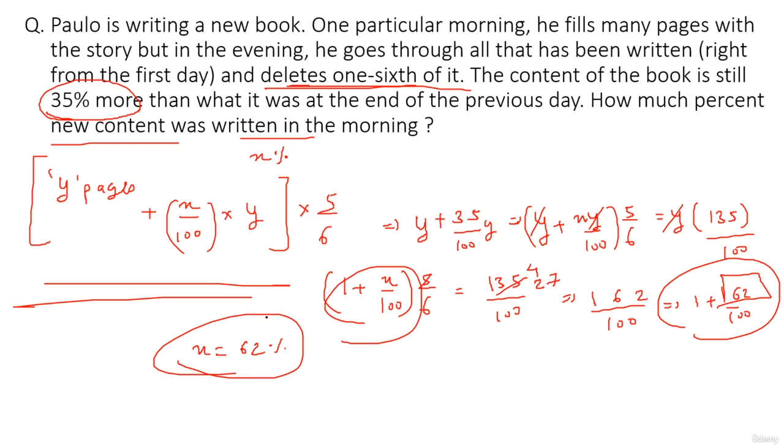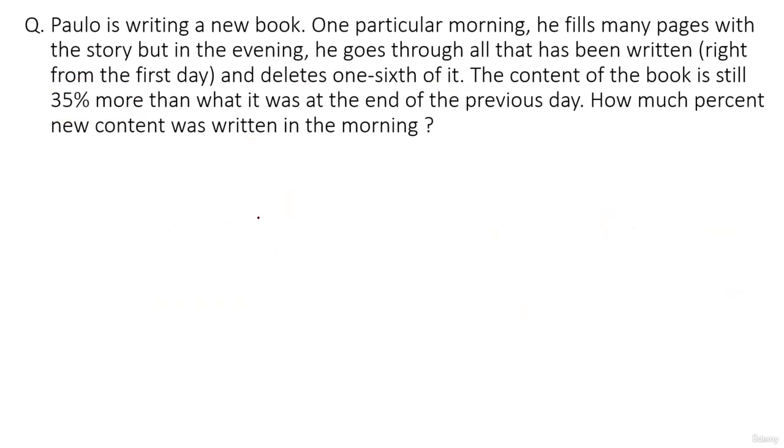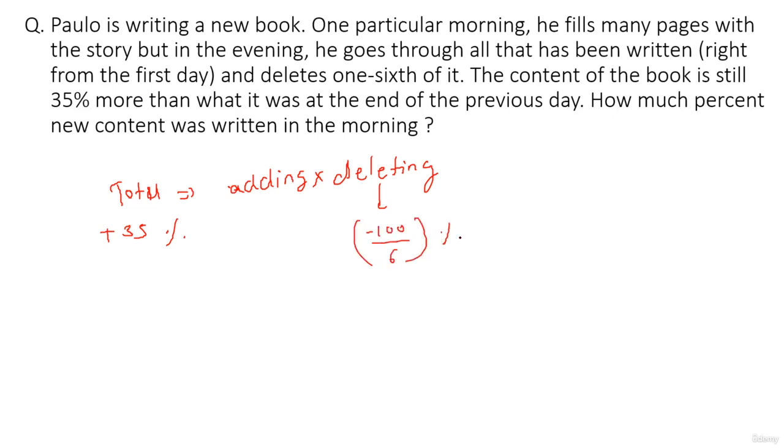The third way to solve the question is you can use the concept of a plus b plus ab upon 100. See, the total number of pages में क्या हो रहा है? He is adding some content and then he is deleting some content, right? And total content is still 35% more. The deleting part is basically 1/6 bola hai, right? 1/6 will be basically how much? Will be minus 100 upon 6 percentage, right?